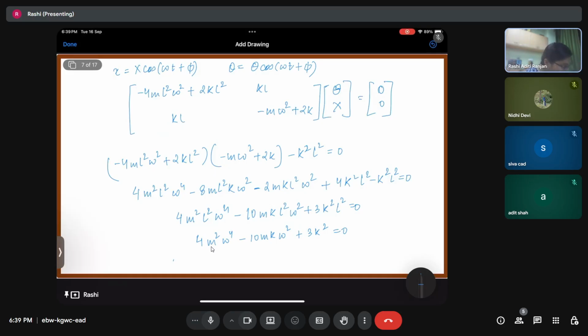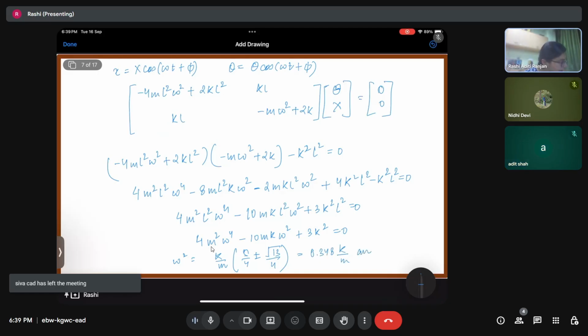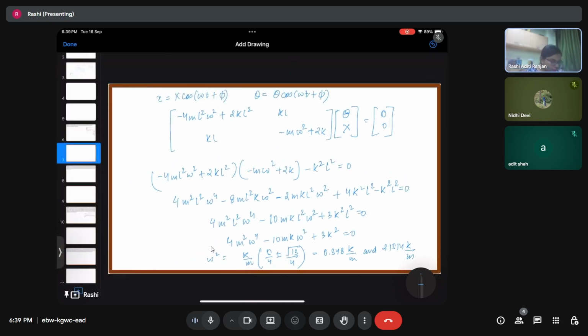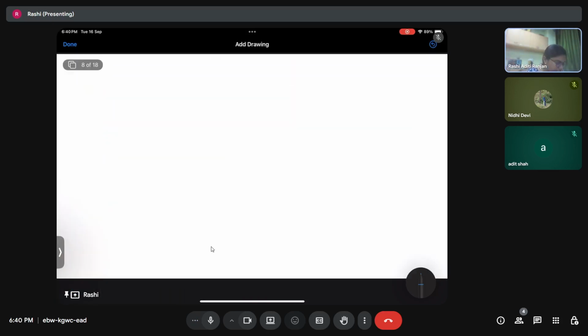So essentially ω² is going to be k by m into 5 by 4 plus minus under root of 13 by 4. So this is going to give us 0.3486 k by m and 2.1514 k by m. So the two frequencies are going to be ω1 as 0.5904 under root of k by m and ω2 as 1.466 under root of k by m.